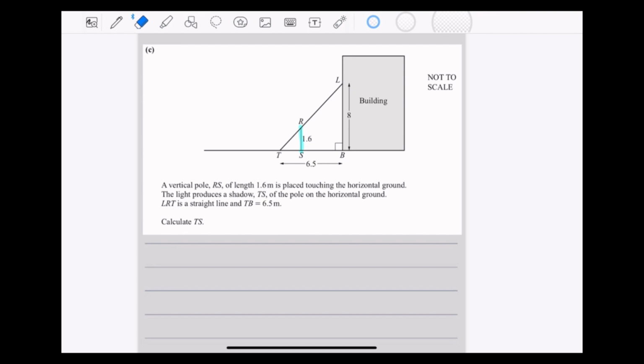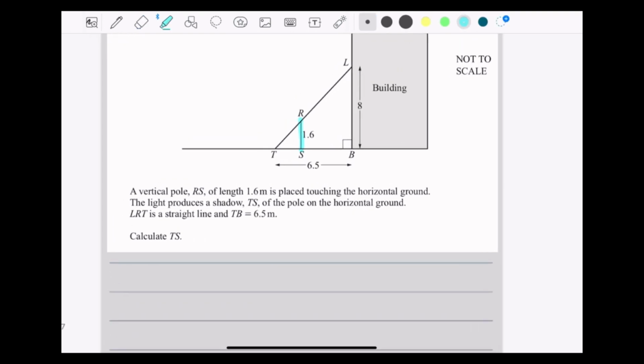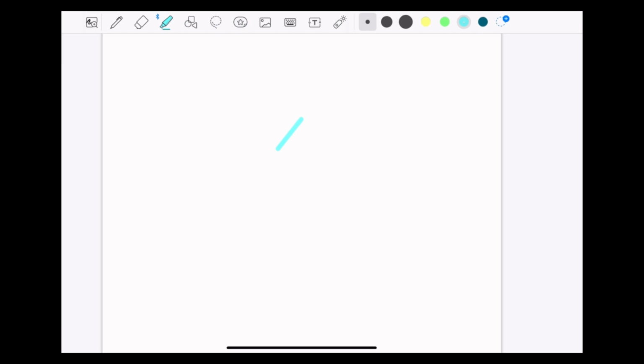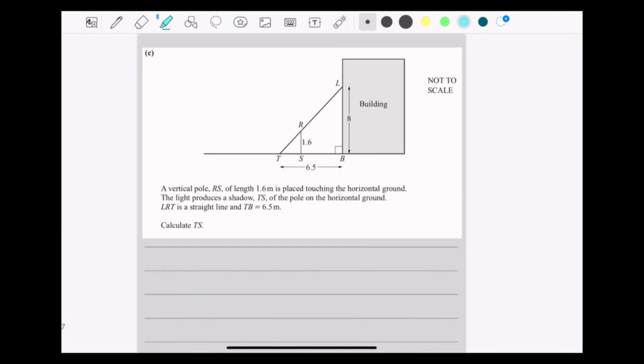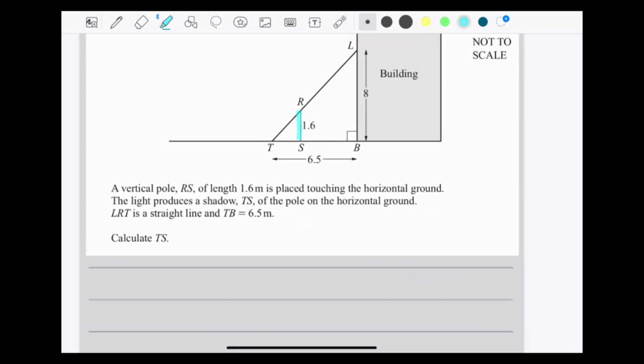But if you look at this triangle, let me highlight that. If you look at this triangle here, you have to find out TS, which is unknown. You have 1.6 and you don't have any other help. So right now solving this triangle and finding the unknown is not possible. What you could do is you take help from the bigger triangle.